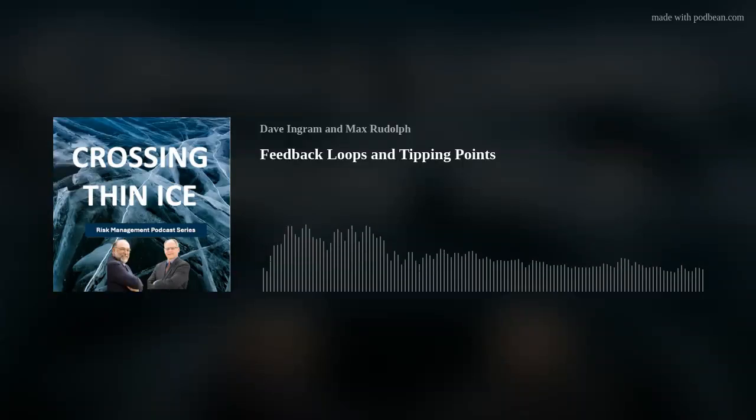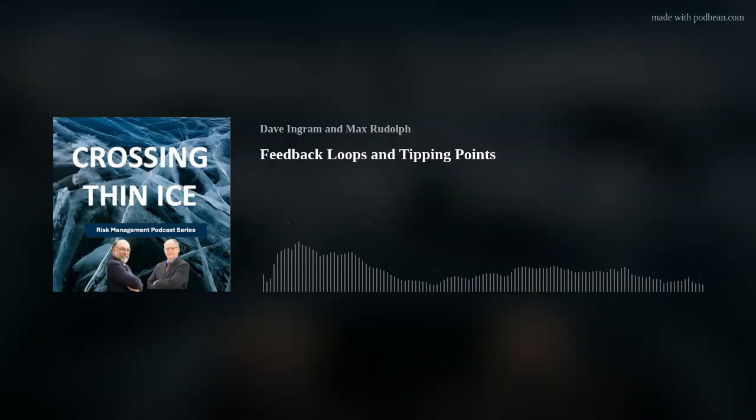Compound interest may be the eighth wonder of the world, but thinking of it as a snowball rolling downhill comes from Warren Buffett. This is a positive feedback loop where the snowball gains mass and speed as it rolls.